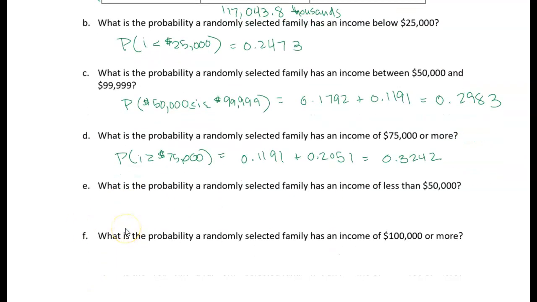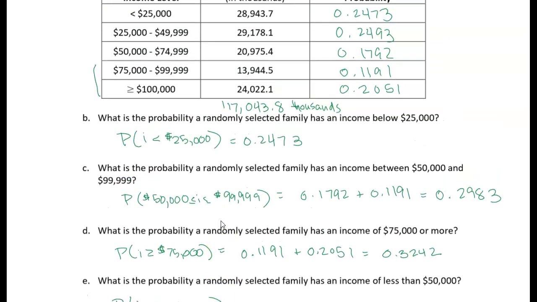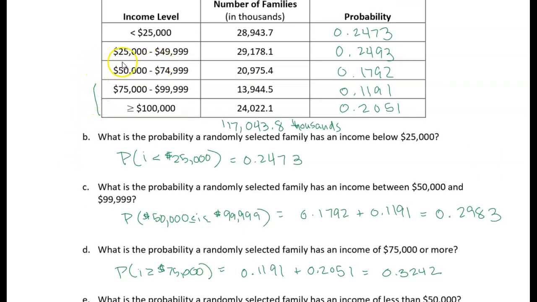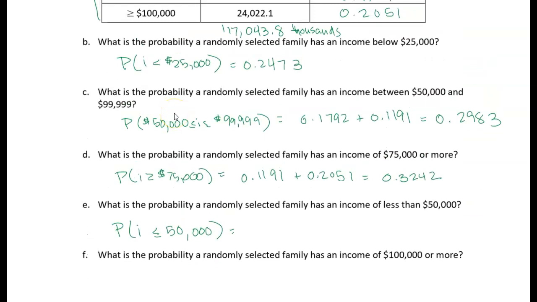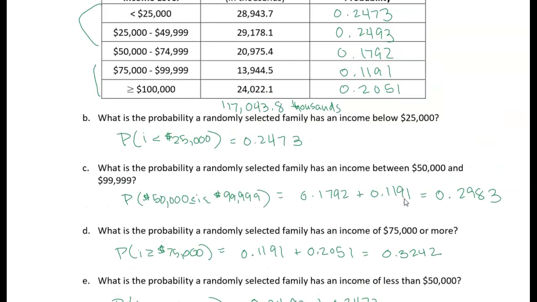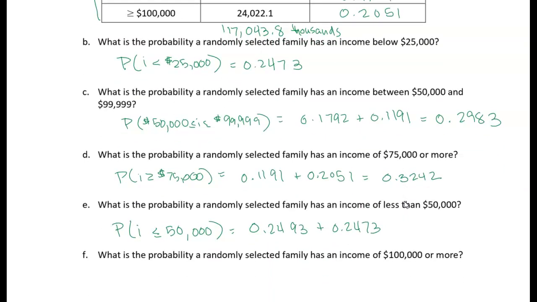All right, next question is, what is the probability that a randomly selected family has an income of less than $50,000? So the probability that the income is less than $50,000. We're just going to go to our table and find out where that is. So $50,000 is right here. So we want less than $50,000, so we're just looking at these two income categories. We'll just read those numbers off the table. So we have 0.2493 and 0.2473. When I add those together, I get 0.4966.